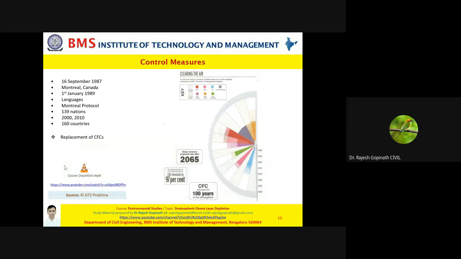So friends, how can we go about controlling it? For your information, every year on 16th of September, it is celebrated as World Ozone Day. And that is because on 16th September 1987, a famous protocol was signed in Montreal, that's in Canada, and very popularly called the Montreal Protocol.